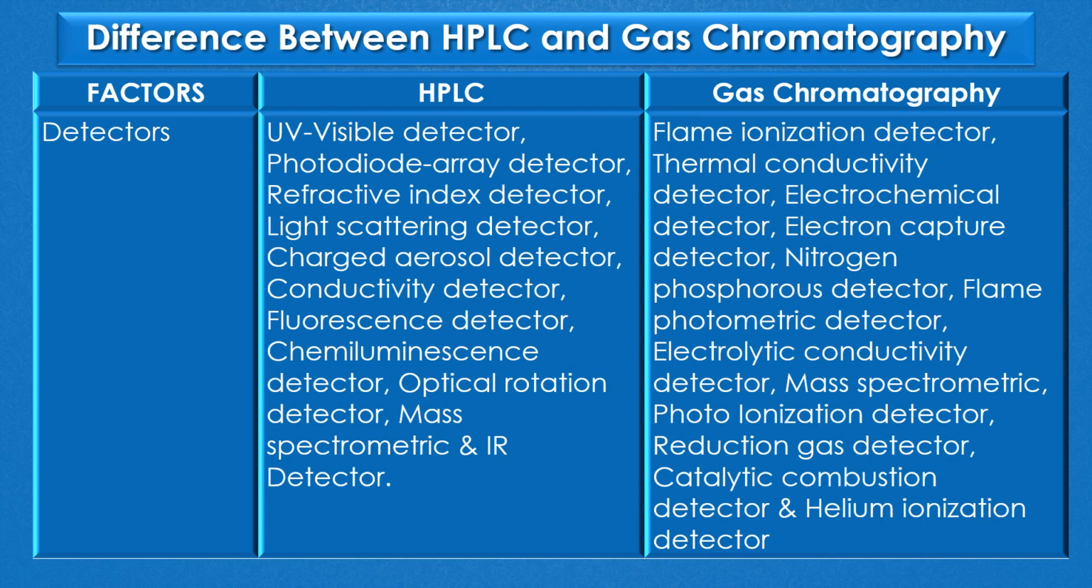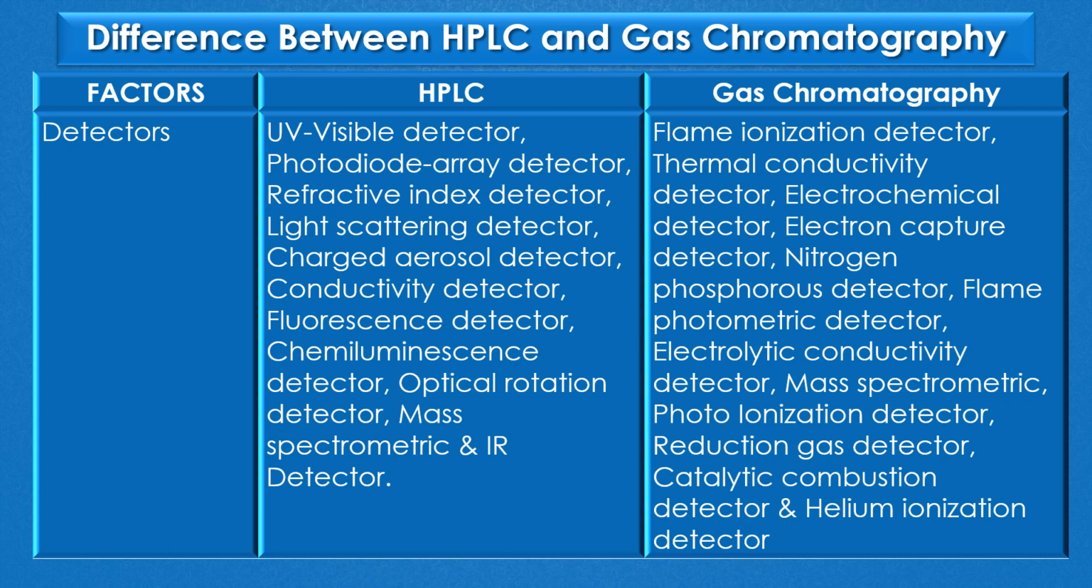Detectors used in HPLC are UV visible detector, photodiode array detector, refractive index detector, light scattering detector, charged aerosol detector, conductivity detector, fluorescence detector, chemiluminescence detector, optical rotation detector, mass spectrometric and IR detector.